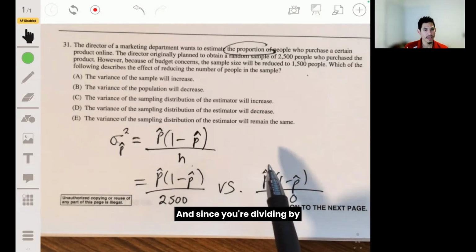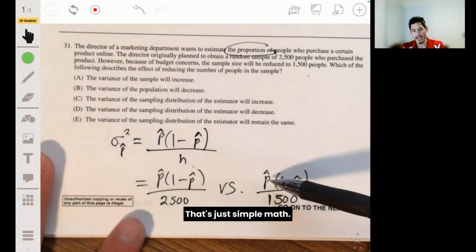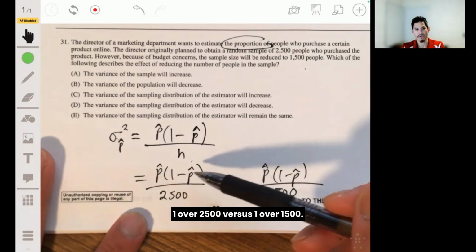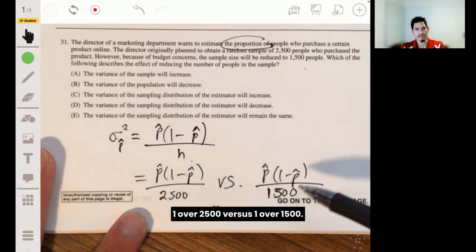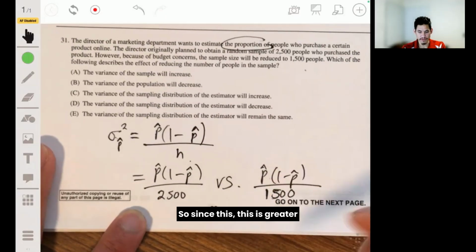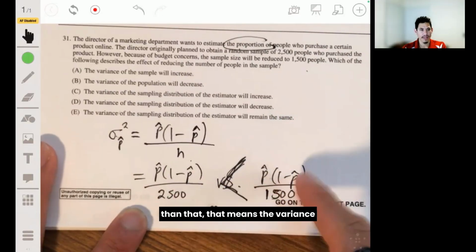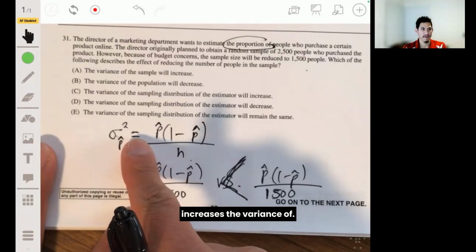And since you're dividing by a lesser amount, you're going to have a bigger number. That's just simple math, and you can just test this with anything. 1 over 2500 versus 1 over 1500. This will be a bigger value. So since this is greater than that, that means the variance increases.